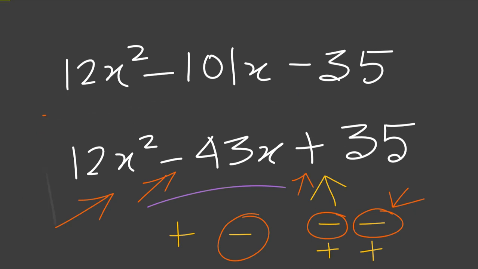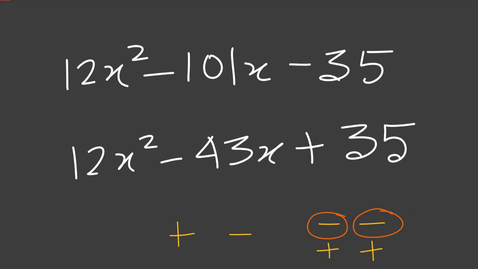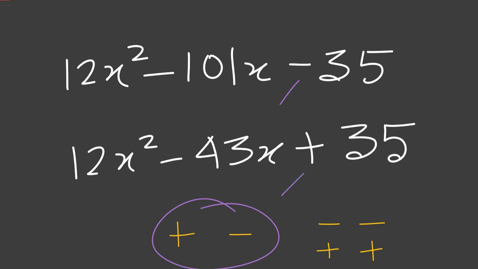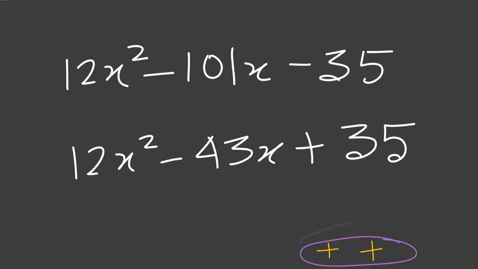So what does the constant's sign tell us? It tells us whether the roots will be positive or negative, or both positive or both negative. So if it is negative, I am just repeating, then one will be positive, one will be negative, and if it is positive, then both numbers will have the same signs. So what are these two numbers that we need to find?